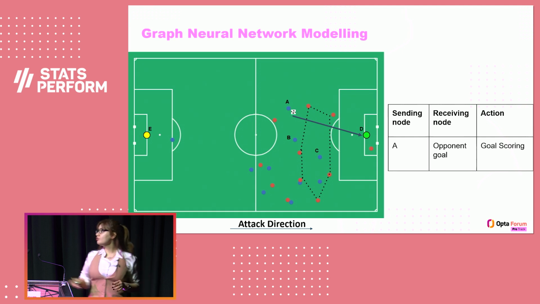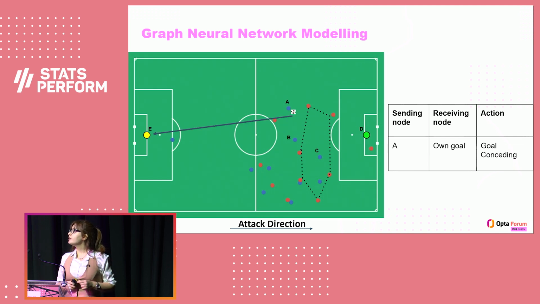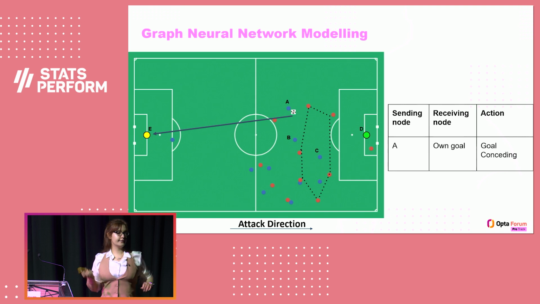Then we have goal scoring, which is if there is an interaction between player A and the goal line, which is D. And we are going to mark it as a goal conceding if there is an interaction between node A, or player A, with node E, which is the opponent's goal. So this is a goal conceding, which is usually coming from turnovers.